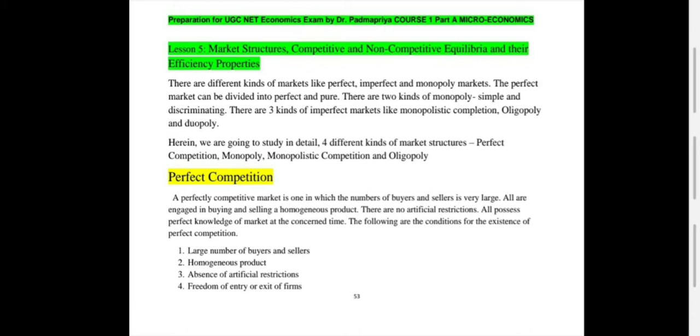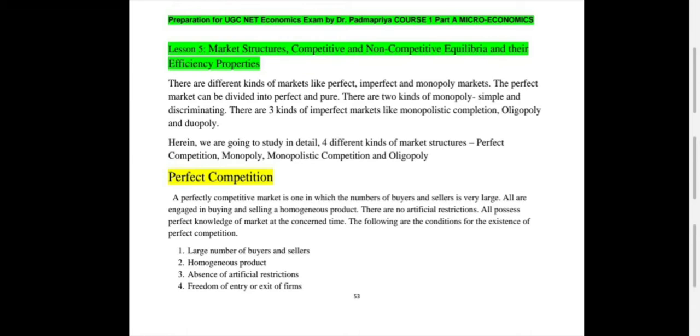Now I am going to move over to lesson number 5, which is dealing with market structures. There are different kinds of markets like perfect markets, imperfect markets and monopoly markets. The perfect markets can be divided into perfect markets and pure markets. And then we have 2 kinds of monopoly, simple and discriminating, and there are 3 kinds of imperfect markets like monopolistic competition, oligopoly and duopoly. Herein we are going to study in detail 4 different kinds of market structures.